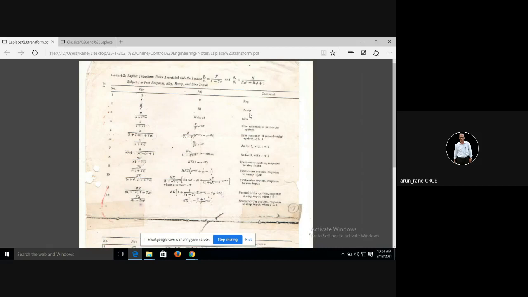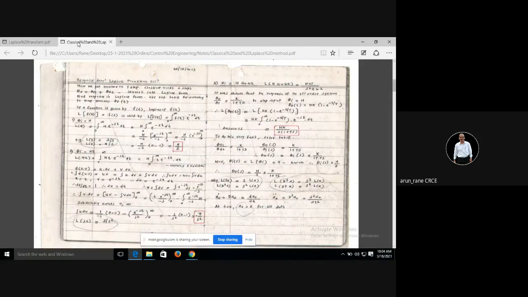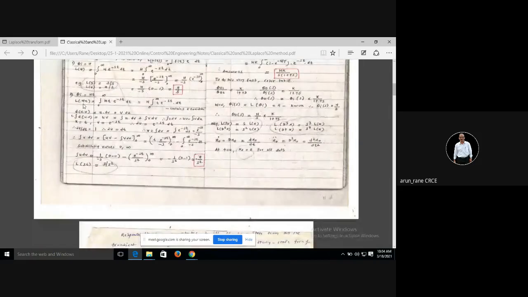Now let us see if the input is a ramp. A ramp input is the equation of a straight line, given by ht. If the ramp input is ht, its Laplace is h by s square. So how do you get that? Here theta i is equal to ht. Now just try to understand how we got this.